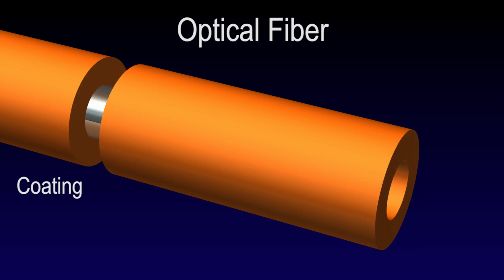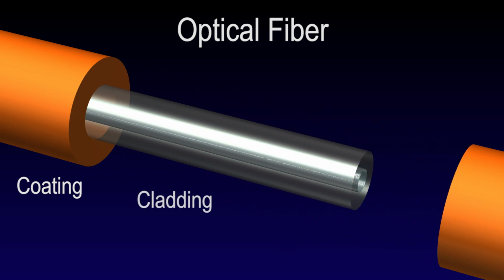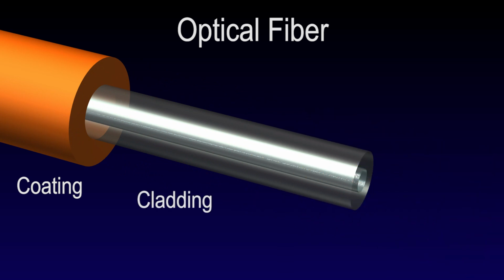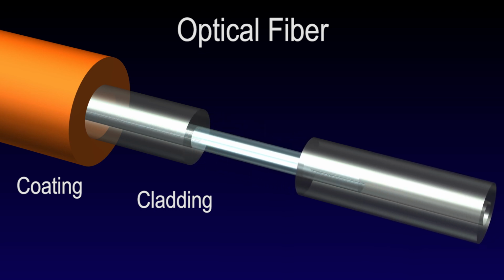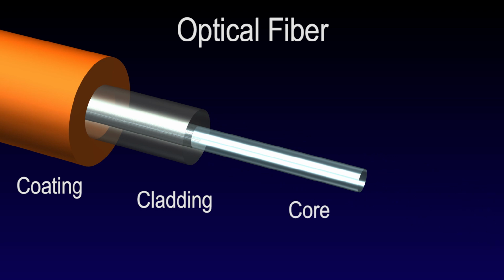Under the fiber coating is a layer of cladding, usually made of pure silica glass. The function of the cladding is to prevent light from leaking from the fiber. While most fibers used in communications have a cladding diameter of 125 microns, other cladding sizes may be employed for different applications. Beneath the cladding, the core is the part that carries the optical signal.